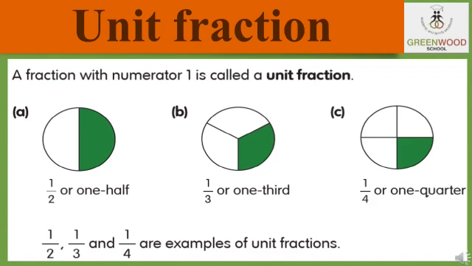Look at the circles. In the first one, a whole circle is divided in half, out of which one part is colored, so we can write it as 1 by 2 or 1 half. In the second one, it is divided in 3 parts, out of which again just one is colored, so we can write 1 by 3 or 1/3. And in the third one, it is divided in 4 parts, out of which only one is colored, so we can write it as 1 by 4 or 1/4. So 1 by 2, 1 by 3 and 1 by 4 are examples of unit fractions.